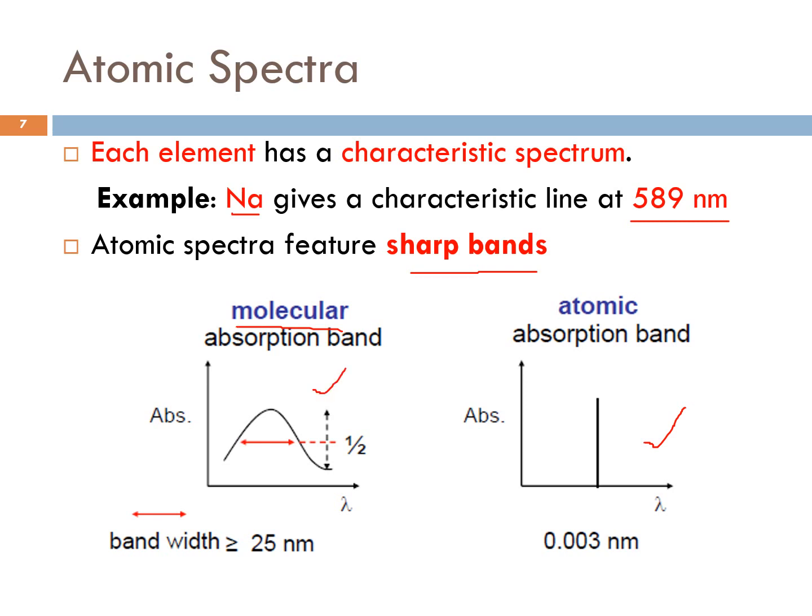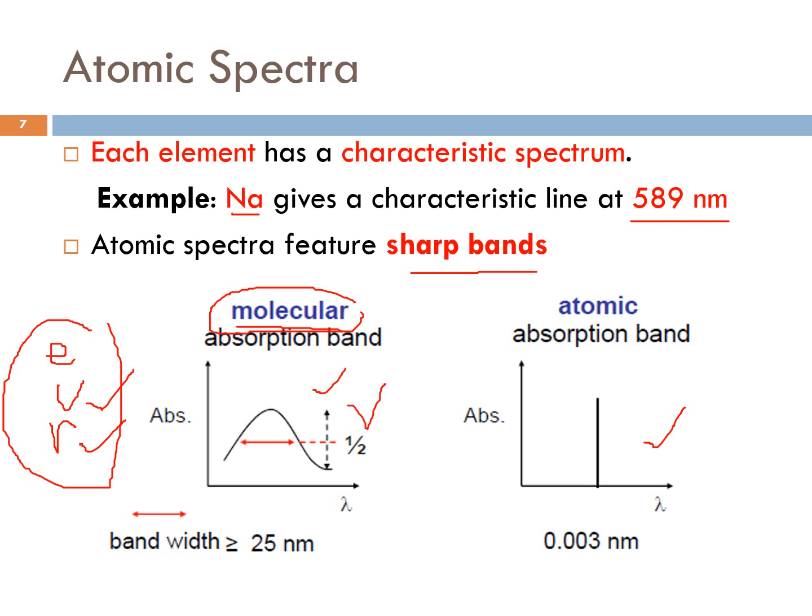Why? Because in molecules, the transitions that can occur are electronic transition, vibrational transition and rotational transition. This is because a molecule is connected by bonds, and bonds cause it to vibrate and rotate. So when all these transitions occur, the absorption band for molecular species, or molecular spectra, becomes broad. While for atomic absorption, the only transition that occurs is electronic transition. That's why it has a sharp band.